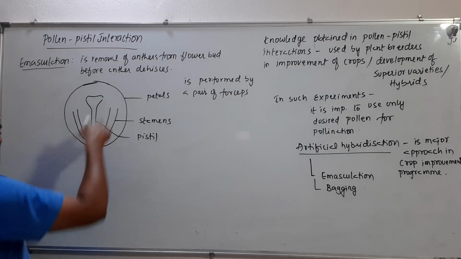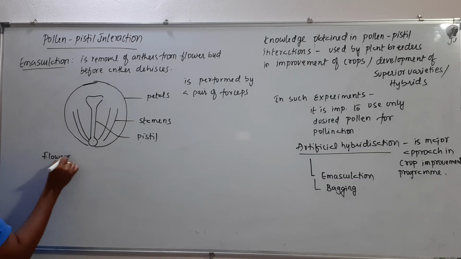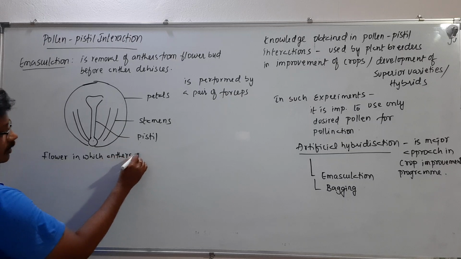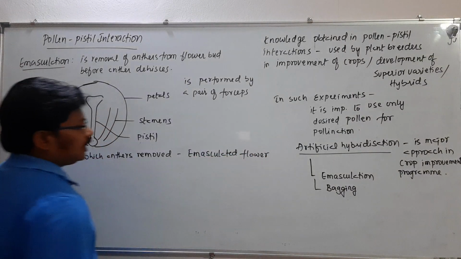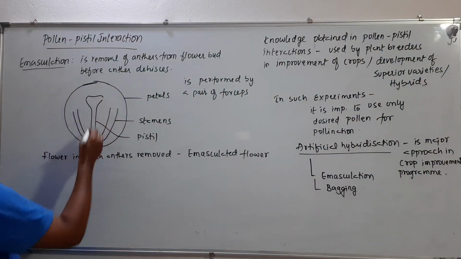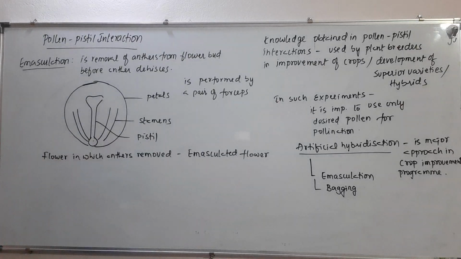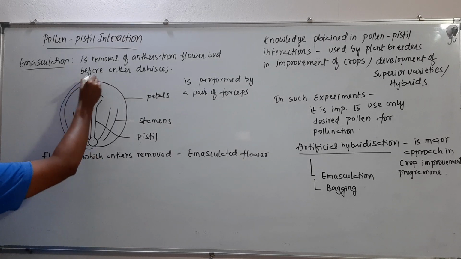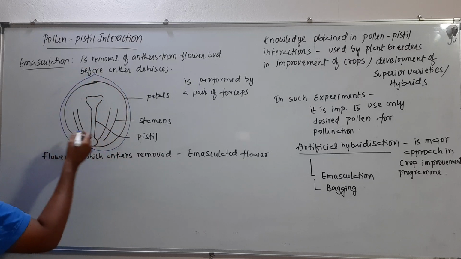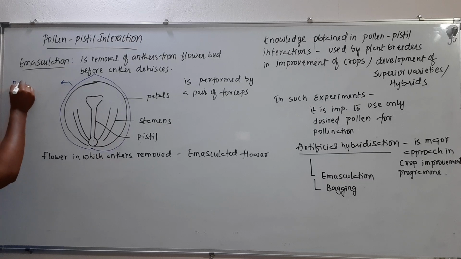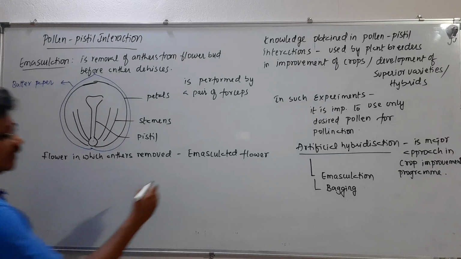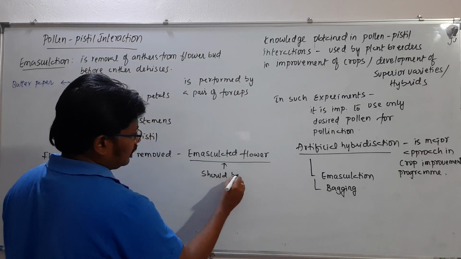Now this flower in which anthers have been removed, we call an emasculated flower, and this emasculated flower should be covered with a bag. Here you can see this is completely covered with a bag, and this bag is usually made of butter paper. So we use butter paper to completely close this emasculated flower. The emasculated flower should be bagged.